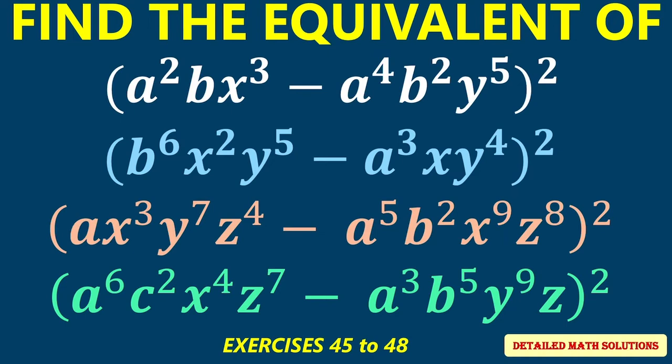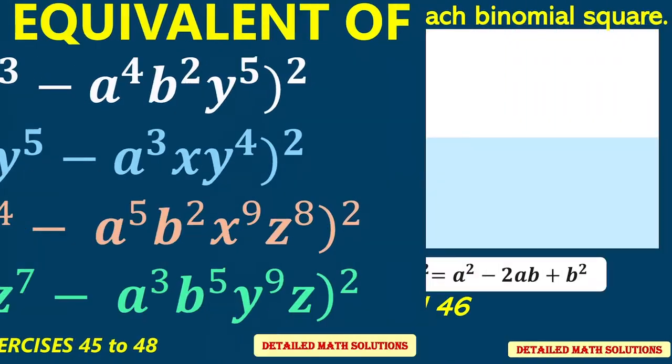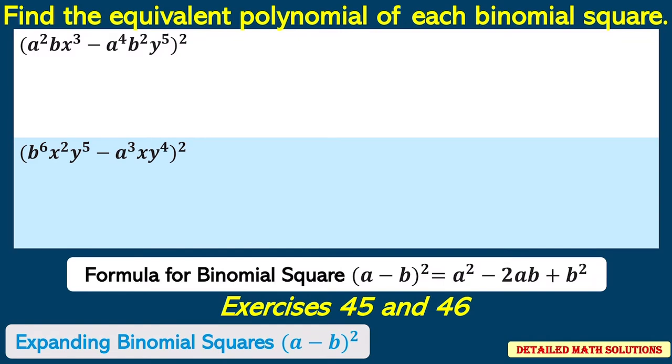In this video I'm going to write step by step how to find the equivalent polynomial of each binomial square displayed on the screen. To solve these exercises I'm going to use the formula for binomial square: (a - b) squared equals a squared minus 2ab plus b squared.